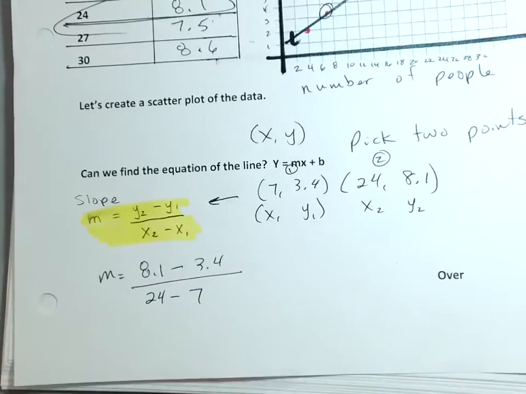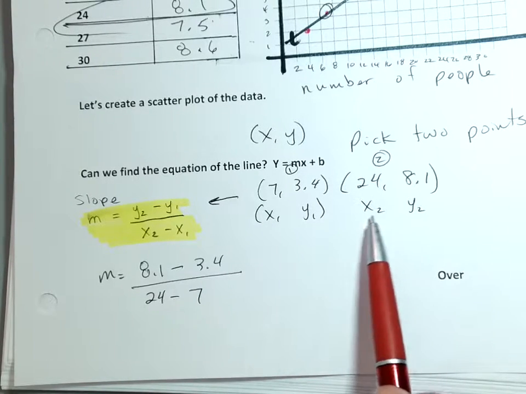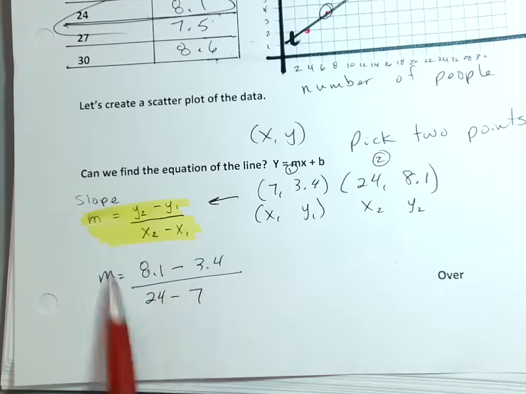I've got my first point, x1, y1. And I've got my second point, x2, y2, and I just plug them into the formula. Okay, so far so good. So I'm going to use my calculator. I'm just going to subtract.